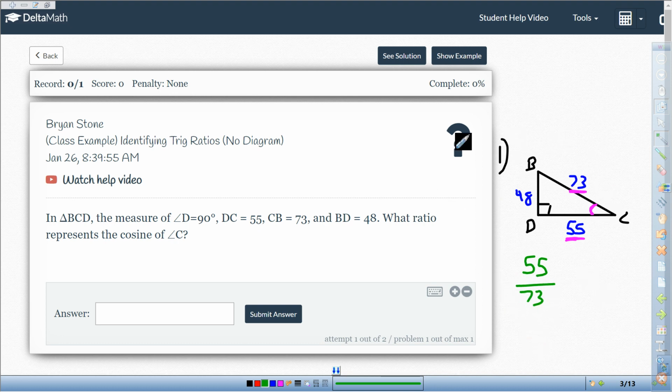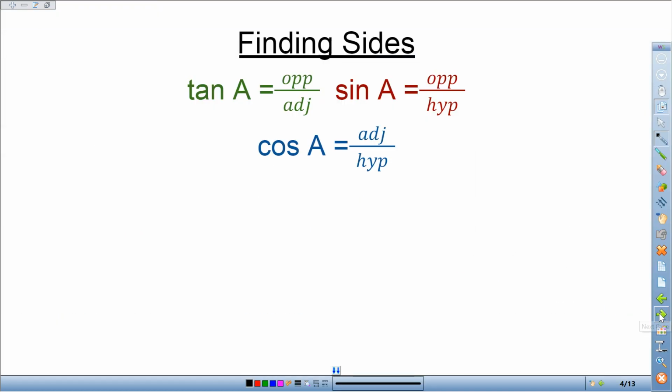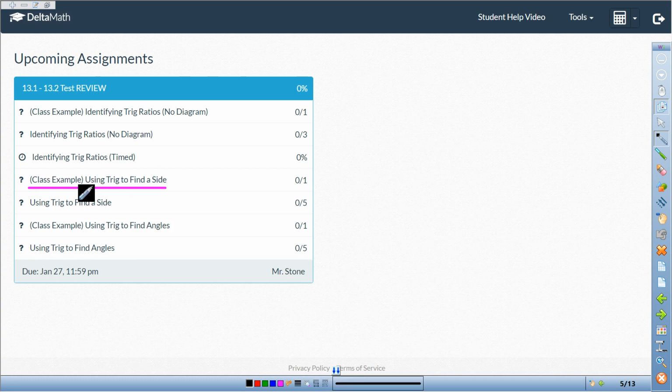This is the work I'm looking for in this section on your piece of paper. When you go to type this in, you can type it in 55 forward slash 73, and it'll turn it into a fraction. Okay, cool. So that's that section. Go ahead and click back, and let's go to the next class example, using trig to find a side.